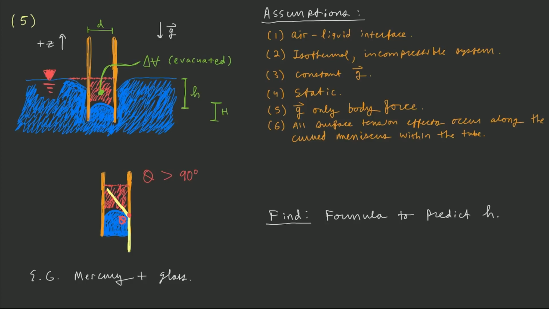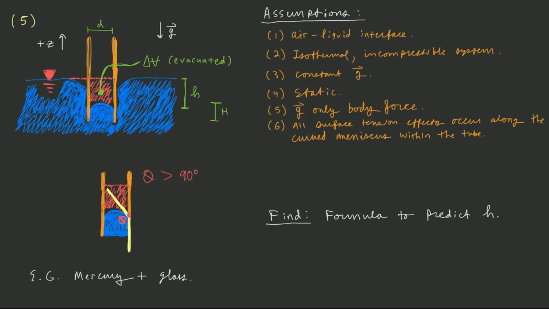Okay, so in this video, we'll just be continuing our discussion from the previous video in which we examined the effects of surface tension in a capillary tube. Previously, we looked at liquids with contact angles less than 90 degrees, so for example, water and glass, in which the liquid rises relative to the free ambient surface.